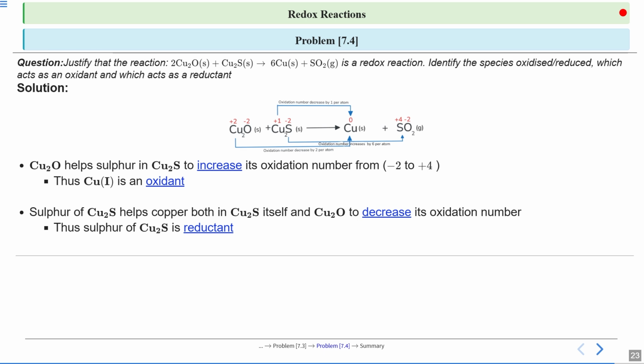Therefore, it can be concluded that the copper is the oxidizing agent while the sulfur is the reducing agent in the given reaction. And we have concluded it by looking at the change in the oxidation number of the chemical species present in the reaction. So I hope this question is also clear to you.